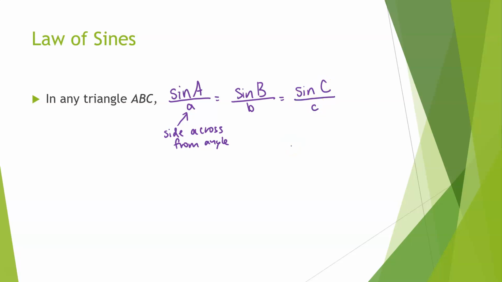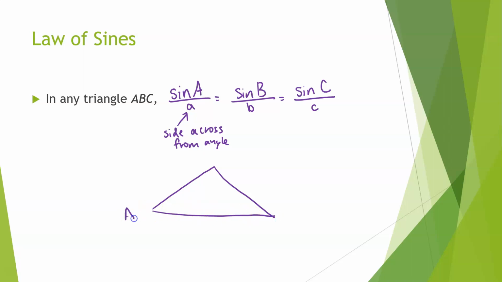Now, at any given time, you're only using two of these fractions. So you'll either have sine A over A equals sine B over B, or sine B over B equals sine C over C, or sine A over A equals sine C over C. But when we write it formally, we do put all three fractions. But again, when you're solving this, you'll never have three at the same time.